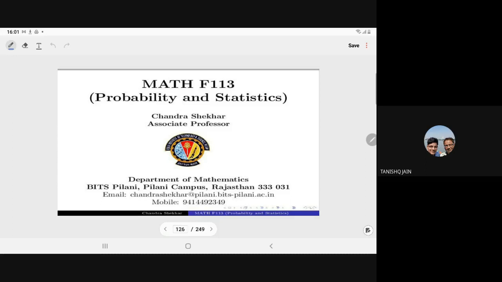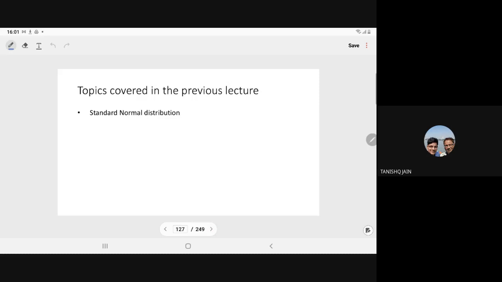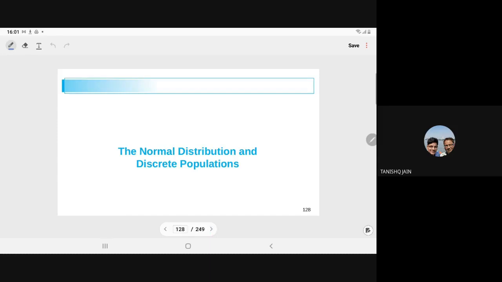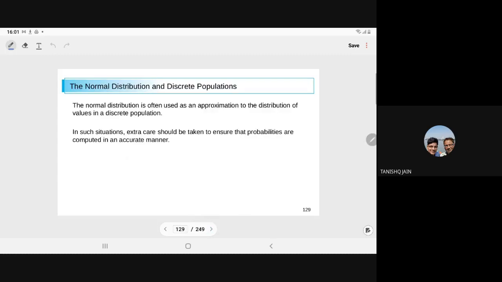Welcome to a new lecture of Math F113. Last time we covered the standard normal distribution. Today we will study the application of the normal distribution for dealing with discrete distributions. So let us start. This is the main use of the normal distribution. With this you can determine the approximate probability for a discrete random variable.